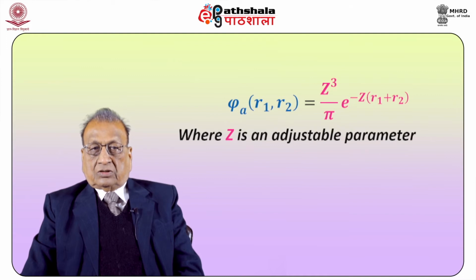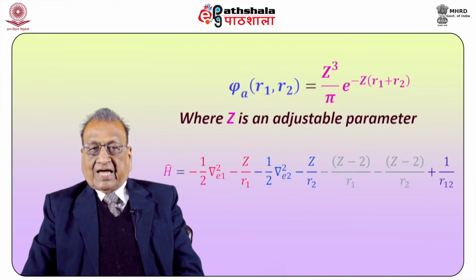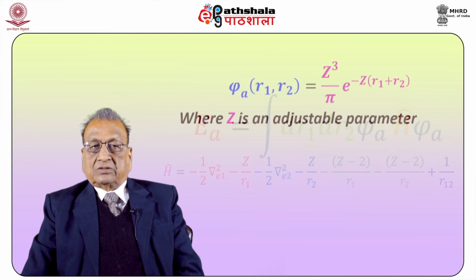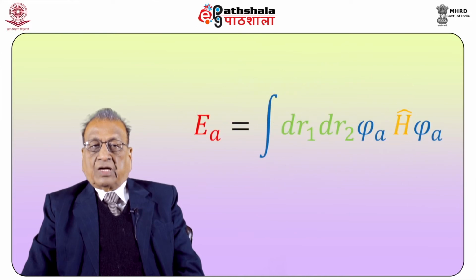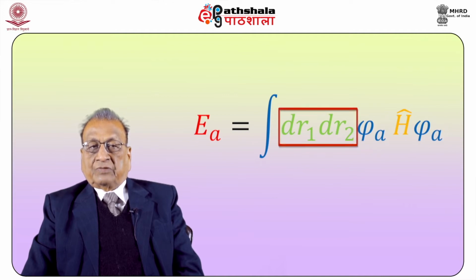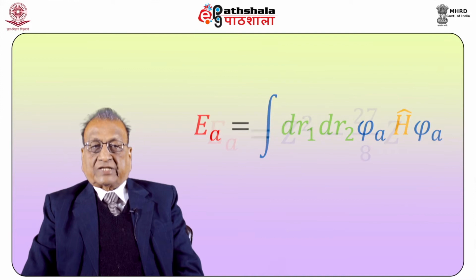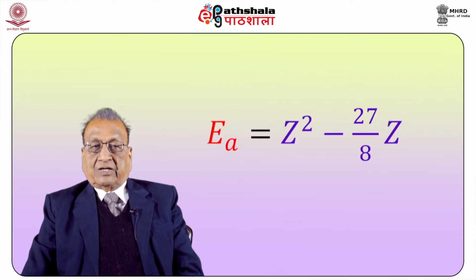Now the Schrodinger equation with this approximate wave function becomes like this, and if you keep on solving this, we obtain energy is equal to this integral with the Hamiltonian and the approximate wave function, integrating over the volume elements of electron 1 and electron 2. This gives us E is equal to Z square minus 27 over 8 Z.